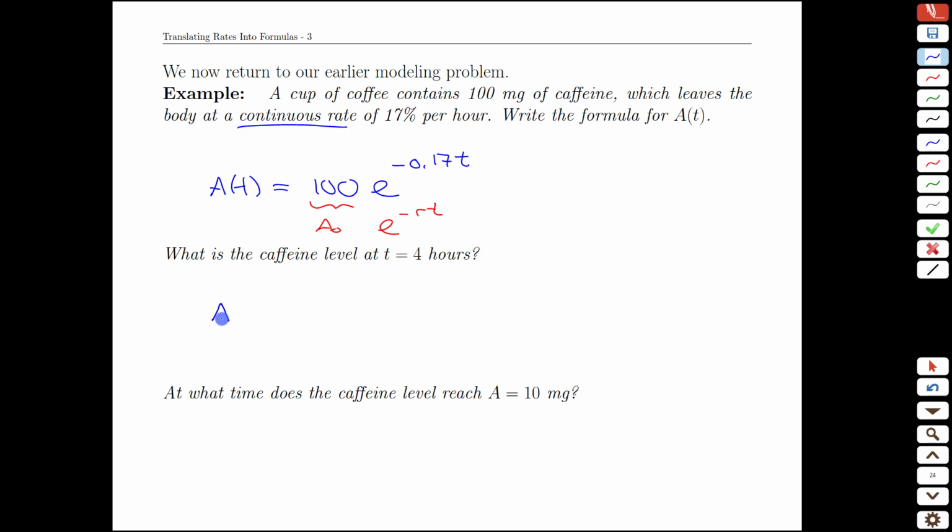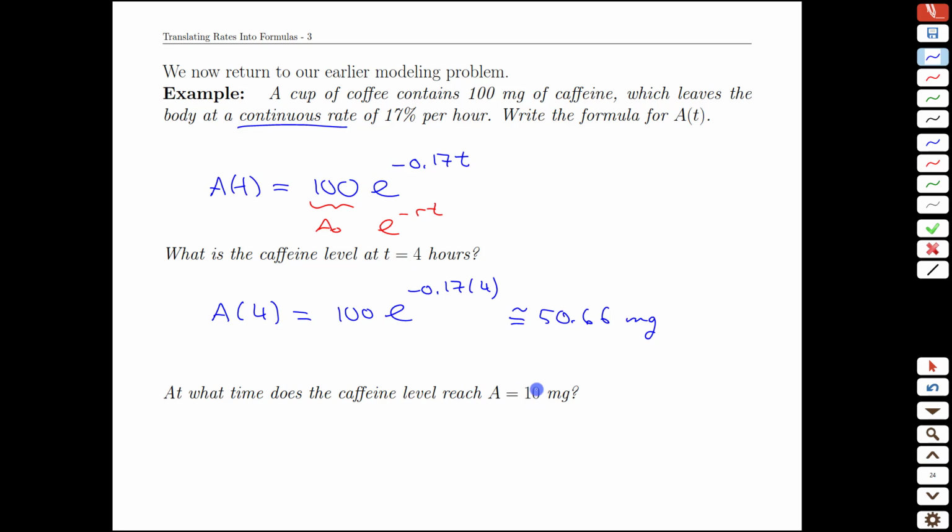It's negative because we're losing the quantity, or losing the caffeine over time. Once we have that model, we can easily make predictions. We have A of 4, 0.17 times 4. If we use our calculator, we're going to get approximately 50.66 milligrams. So about half of the caffeine is left after 4 hours.